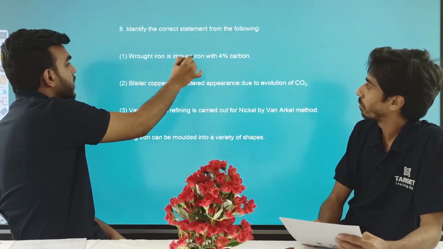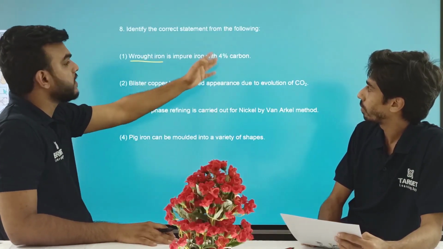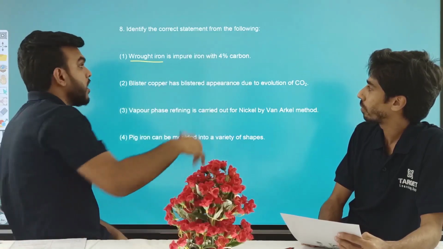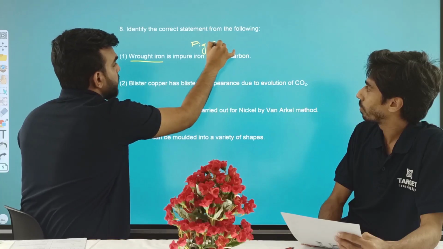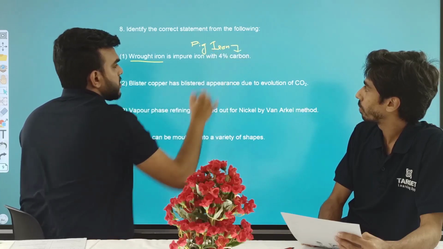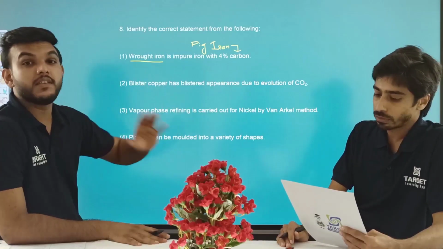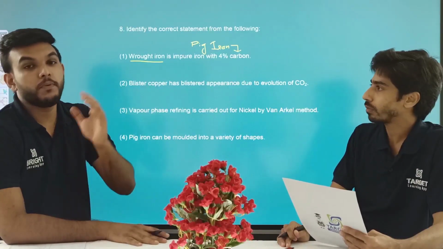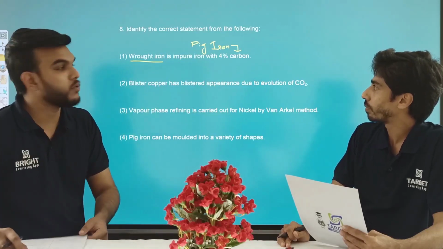Initially, from the concept itself, this is a wrong concept. Actually, wrought iron does not contain 4% of carbon. You have to know the concept that pig iron has 4% of carbon. Pig iron consists of 4% of carbon. Wrought iron is the purest form of iron, so the purest form of iron never contains that much percentage of carbon. That's the concept for the first one.